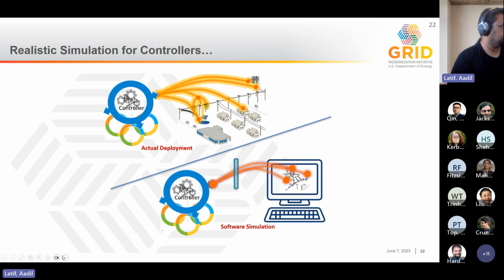Another thing we wanted to highlight here was the realistic simulation for controls, right? When we're talking about simulations for controllers, controllers impact the actual grid, right? And we don't want to directly test new algorithms, new controllers on the grid itself. So simulation is one way of understanding what the impact of a controller on a grid is going to be, right? And when we do this, we want to be able to do this in as much fidelity as possible, just to make sure that the impact of our controller on the grid is well understood, well captured with the simulation we have.